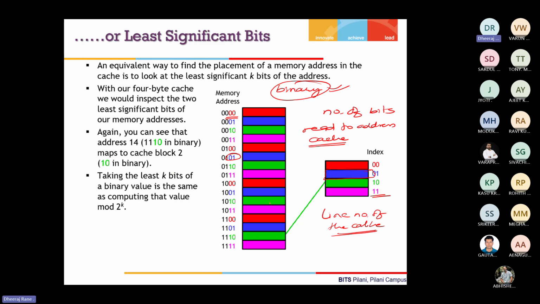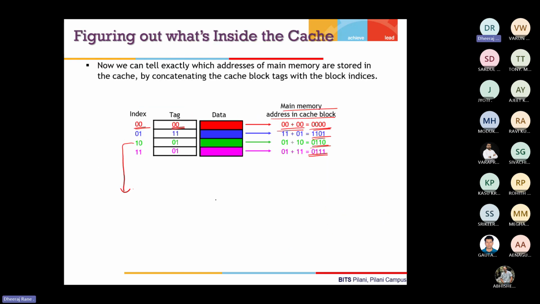1010 also corresponds to green. So when I check whether 1010 is there, I check the index 10, but when I check the tag, that tag is 01. It is not 10, right? So that way I can make a decision that the block I'm looking for is not present in the cache over here.